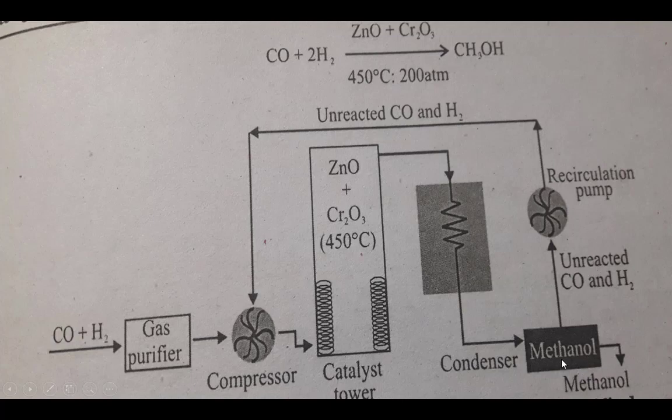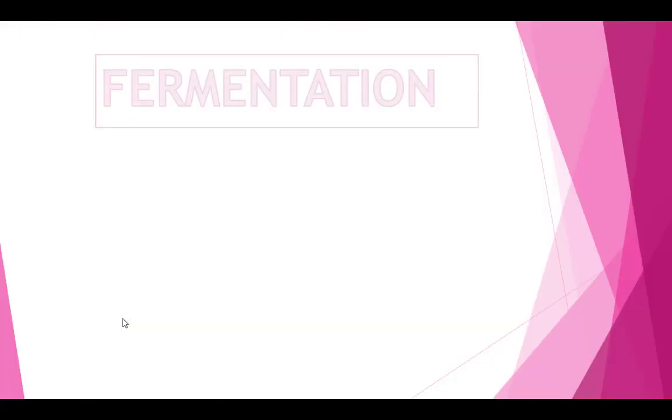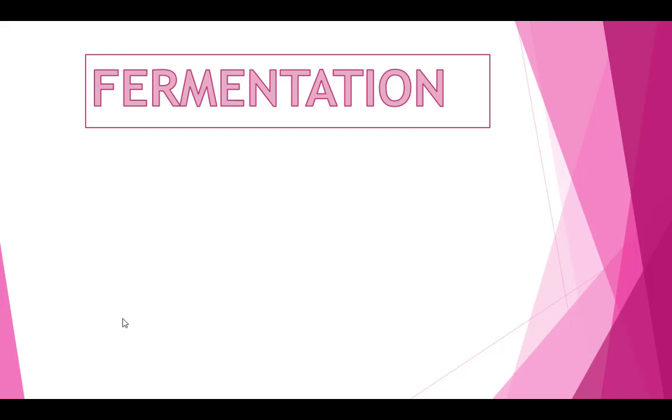So this is the apparatus for the preparation of methanol on industrial level from the two gases, carbon monoxide and hydrogen, and the mixture of these two gases is also called water gas. There is another industrial method for the preparation of ethanol which is called fermentation.